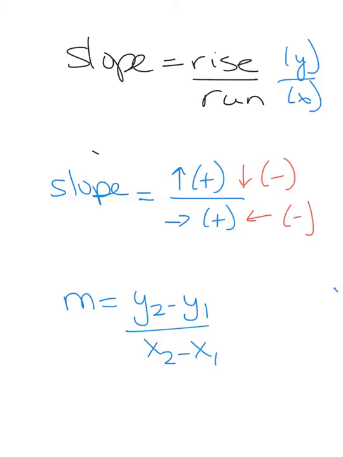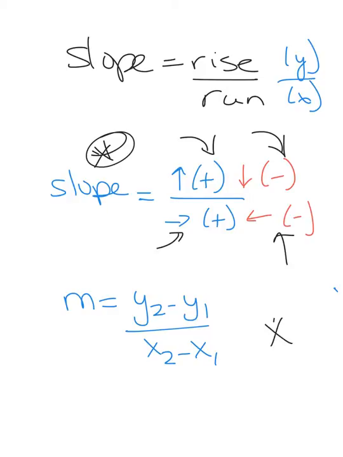If we're looking at the second formula there for slope, it explains it. If you're going up, you're going to get a positive value. If you're going down, you're going to have a negative value, and we'll explore that a little bit later. And your denominator, again, is your x values. If you're going to the right, it's going to be positive. If you're going to the left, it's going to be negative.